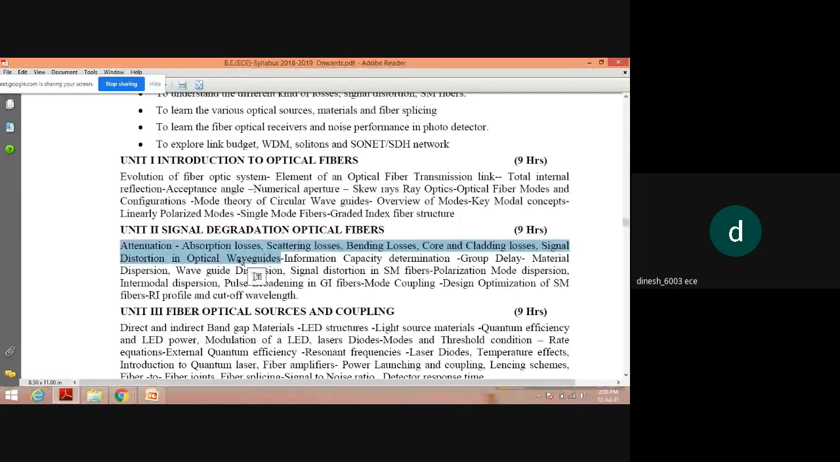Then we'll be seeing the signal distortions in single mode fibers, SM. SM represents single mode. And in GI, it is graded index fibers. Then the design of single mode fibers with refractive index profile and its cutoff wavelength. So all these things in terms of losses and rectifying them is what we are going to see in unit number 2, degradation of optical fibers.